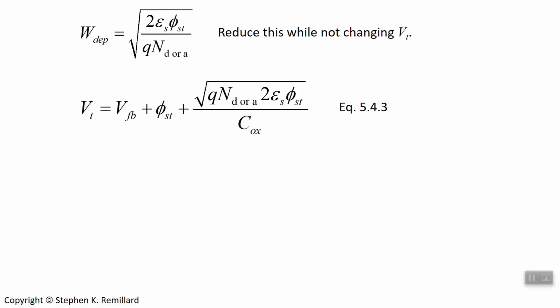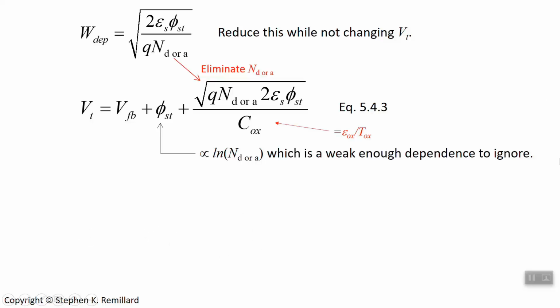So let's use that expression for the depletion width along with equation 5.43, which sets up the threshold voltage in terms of the flat band potential, the surface potential at threshold, and this thing. We can get the depletion width into this expression just by eliminating the doping level between these two. So let's go ahead and do that. Eliminate doping.